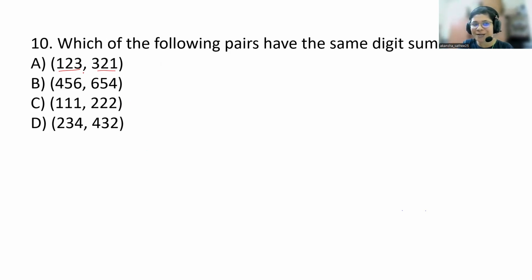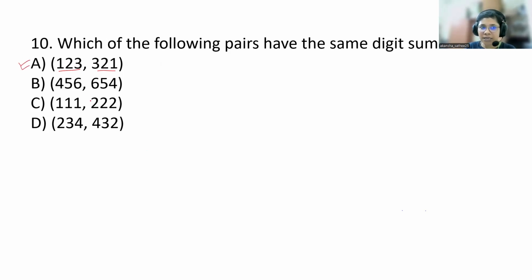What do you think? Which of the following pairs have the same digit sum? What do you think about option A? Digit sum of 1, 2, 3 is 1 plus 2 plus 3, right? What about digit sum of 3, 2, 1? It is 3 plus 2 plus 1. Both are the same. So definitely A is correct.